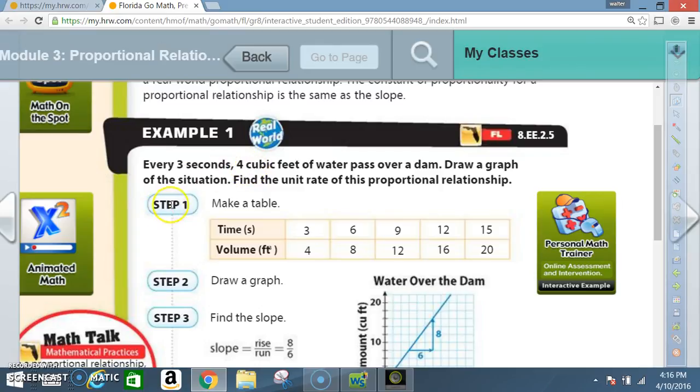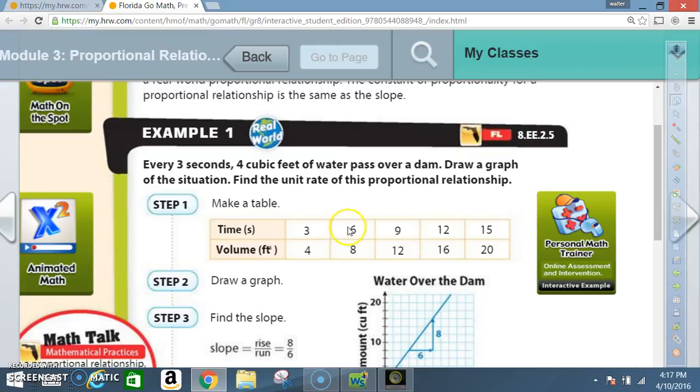All right, now our first step is to make the table. Every 3 seconds, 4 cubic feet of water pass over a dam. Every 3 seconds, 4 feet. So now that's 3 seconds. If we add 3 seconds to 3 seconds, we're at 6 seconds. So with 6 seconds, now we're at 8 feet, or 2 times 4, which is 8, because 6 is twice as big as 3.